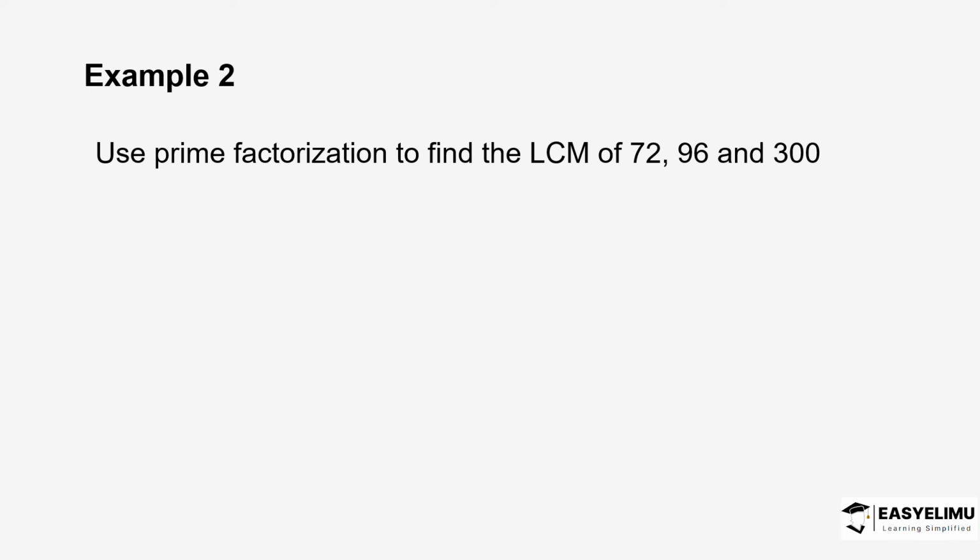So here we are supposed to use the prime factorization method to find the LCM of 72, 96, and 300. So the procedure still remains the same. We express each of the given numbers as a product of their prime factors in power form. So let me start with 72.